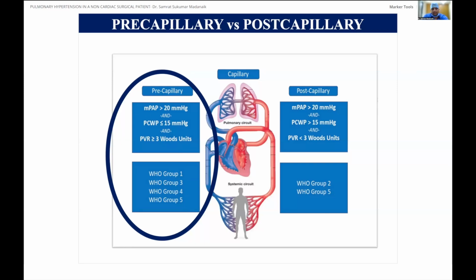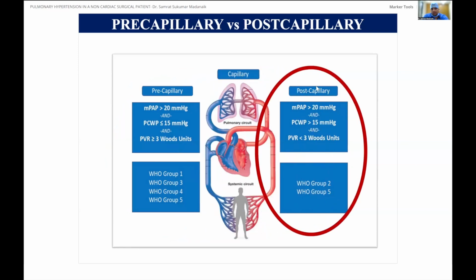So basically, WHO group 1, 3, 4, and 5 patients are classified as having pre-capillary pulmonary hypertension. Whereas in contrast to this, post-capillary hypertensive patients will have mean pulmonary artery pressure more than 20 mm of Hg, pulmonary capillary wedge pressure more than 15 mm of Hg, and pulmonary vascular resistance less than 3 Wood units. So basically, the group 2 patients and a few patients from group 5 are classified as having post-capillary pulmonary hypertension. So the important difference is between the pulmonary capillary wedge pressure and the pulmonary vascular resistance.